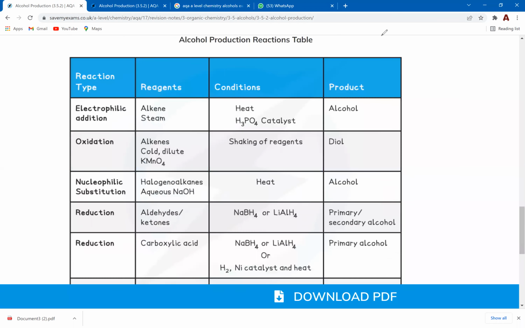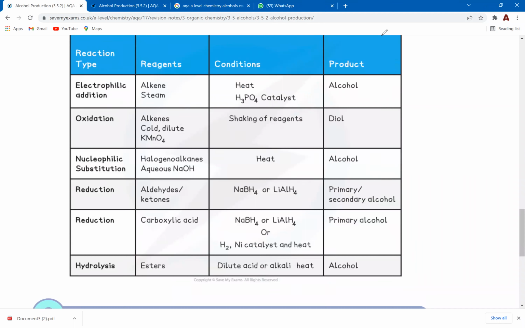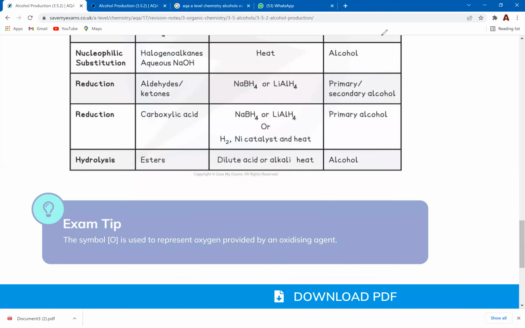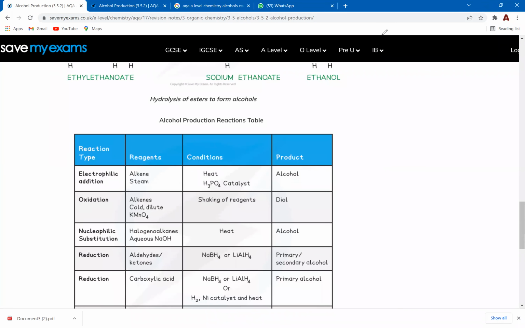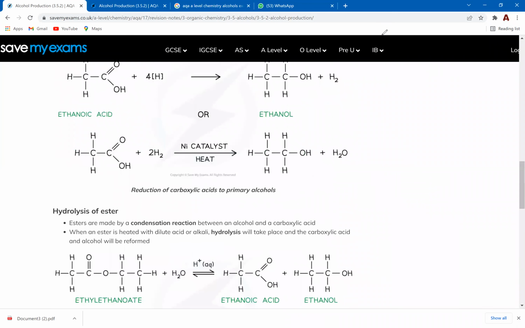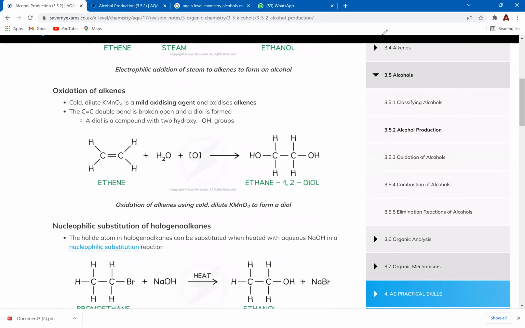Now, this is just a summary of all of these reactions: electrophilic addition of alkenes, oxidation of alkenes, nucleophilic substitution of halogenoalkanes, reduction of aldehydes and ketones, reduction of carboxylic acids, and hydrolysis of esters. These are all the chemical reactions that you can use to produce alcohols. Now, once you have the alcohols, we'll see what further reactions and mechanisms these alcohols can undergo to produce resulting compounds.